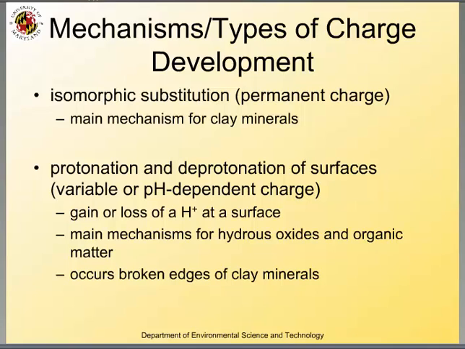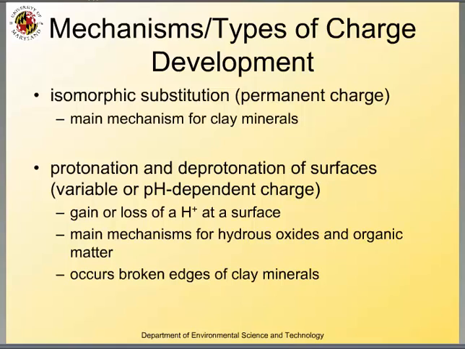The other mechanism is due to protonation and deprotonation of surfaces. Now, a proton is nothing but a hydrogen ion. So what this means is hydrogen ions move to surfaces, protonation, or move away from surfaces, deprotonation. That's all it means. Okay? And this is also called variable or pH-dependent charge, as opposed to the permanent charge we had up here. And this is the main mechanism whereby iron oxides, hydrous oxides of iron and aluminum, and organic matter get their charge. The charge on iron oxides and in organic matter varies depending upon the pH of the soil, because the charge is pH-dependent charge. It also occurs at the broken edges of clay minerals.